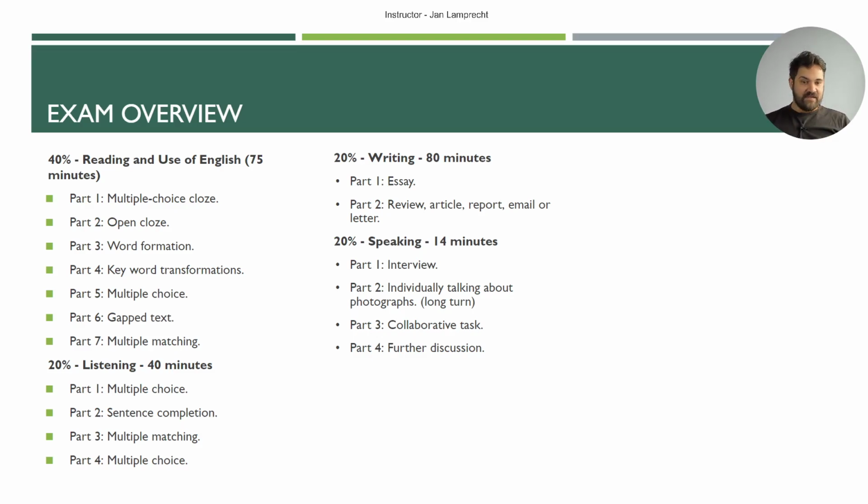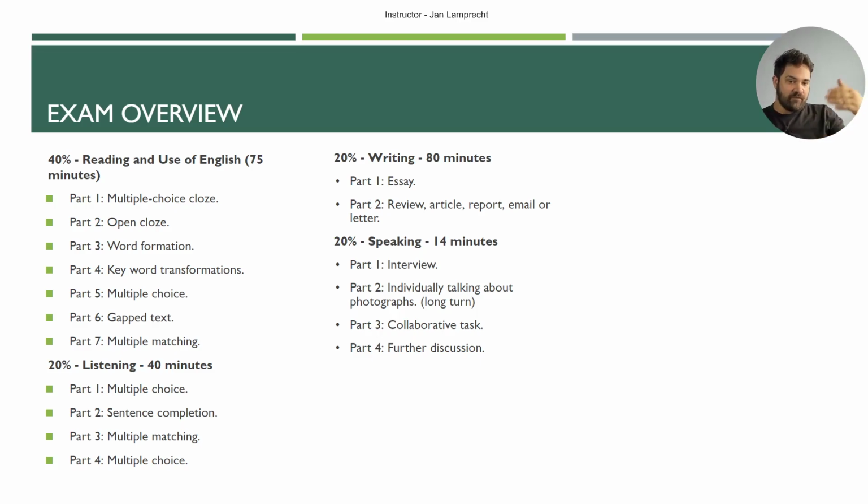So now part 1 is the interview. Part 2 is where you individually talk about photographs. This is also called the long turn part. Part 3 is the collaborative task where you and the other candidate, let's imagine it's just 2, okay? But remember there could be 2 more, meaning you're 3 in total. So let's just imagine it's you and another candidate, meaning 2 candidates in total.